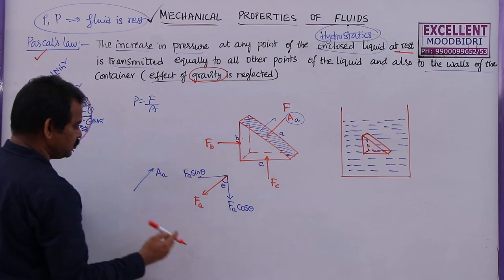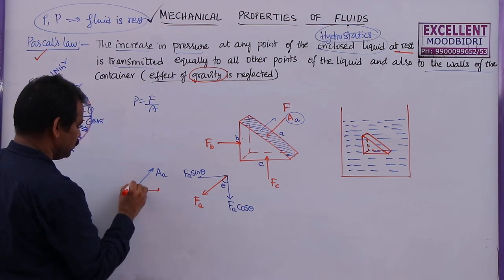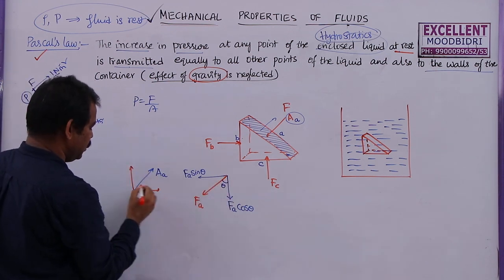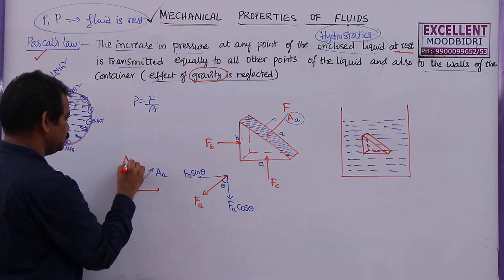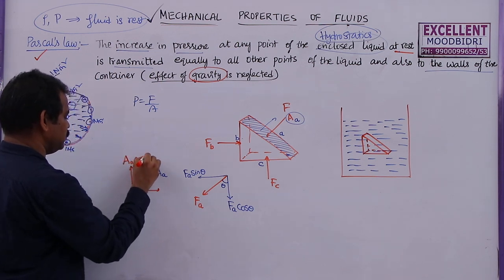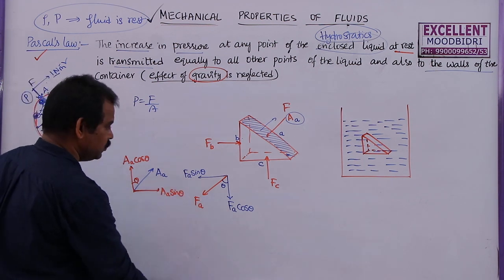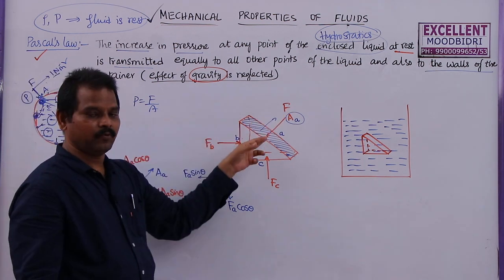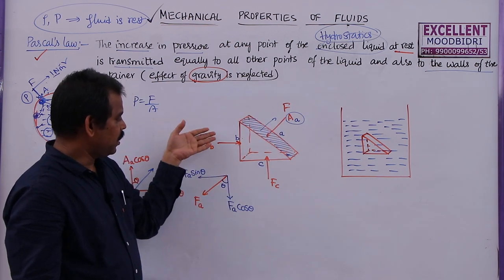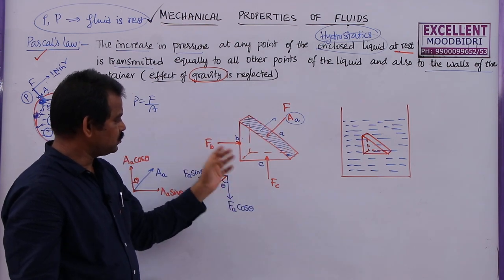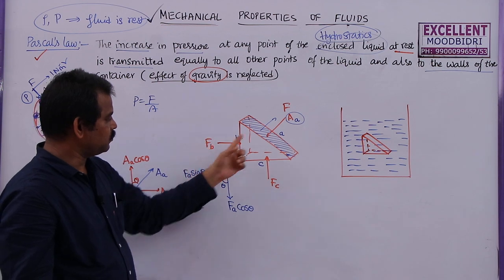This can also be resolved into two components here. As it is theta, this will become theta. This is AA cos theta. This is AA sin theta. So actually I am showing only one force that is acting on this surface, and these two forces can be written in terms of this one.